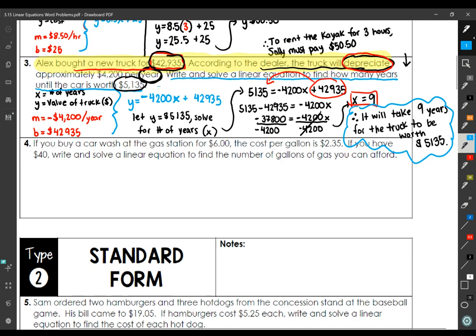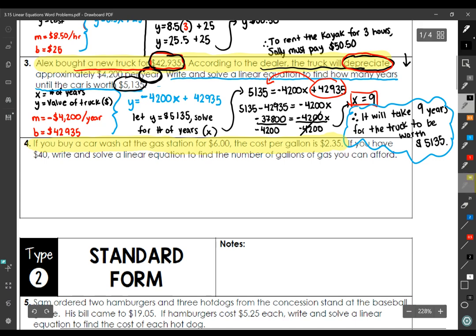All right, let's try the next one. If you buy a car wash at a gas station for $6, the cost per gallon is $2.35. So again, there's our information to create an equation. The second part of the question says, if you have $40, write and solve a linear equation to find the number of gallons of gas you can afford.